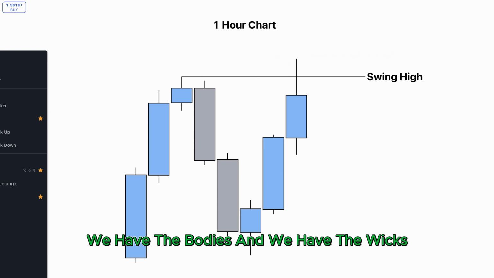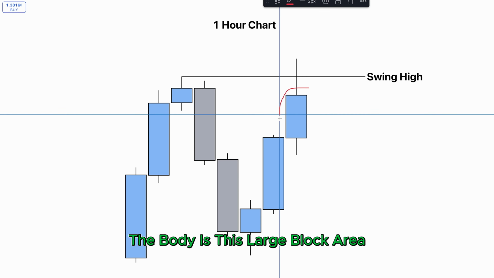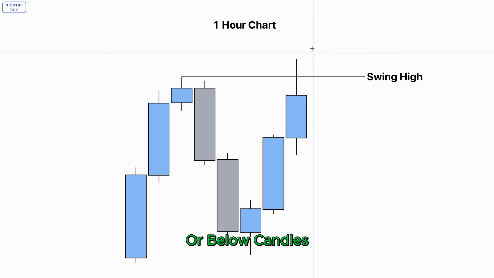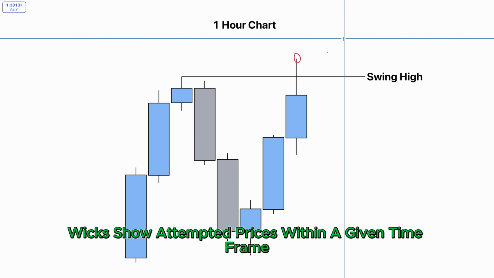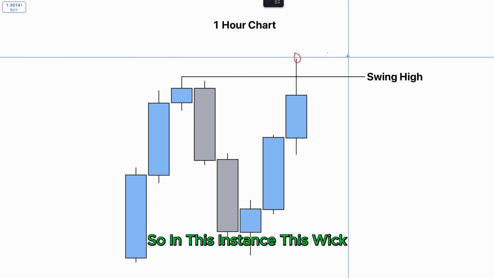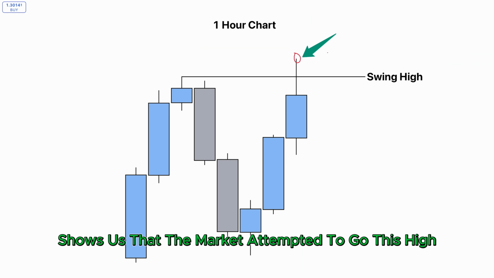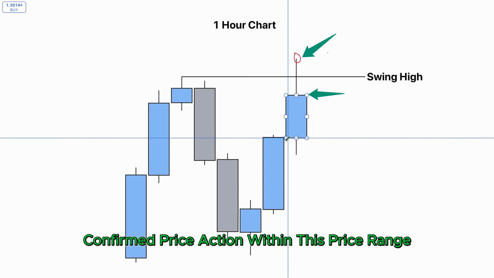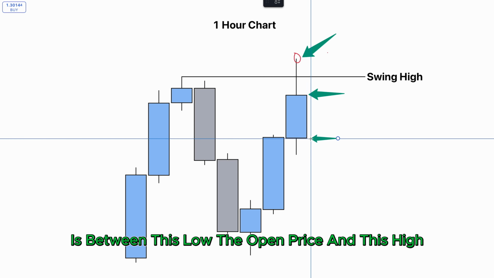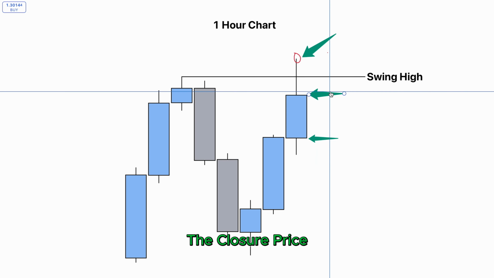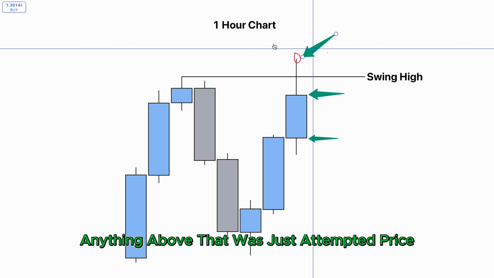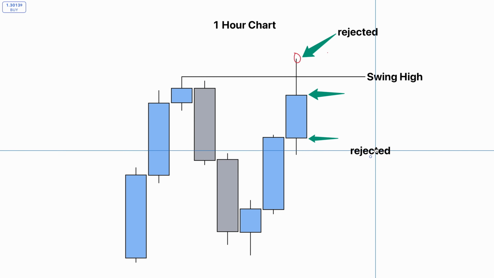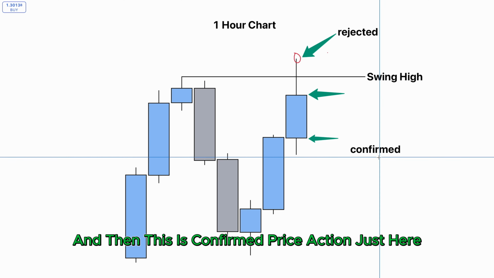Because when we're looking at candles, we have the bodies and we have the wicks. The body is this large block area. The wicks are these sticks that we get on top or below candles. Wicks show attempted prices within a given time frame. So in this instance, this wick shows us that the market attempted to go this high, but it actually got rejected and the closure ended up being here. Now this means that the only confirmed price action within this price range is between this low, the open price, and this high, the closure price. Anything above that was just attempted price, also known as rejected price. So this is rejected price action, and then this is confirmed price action, just here.